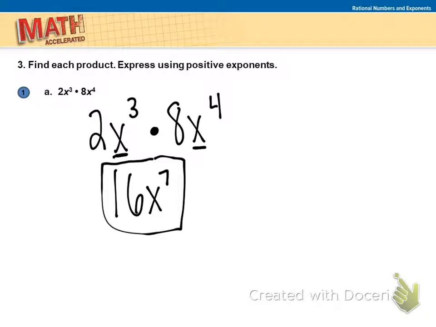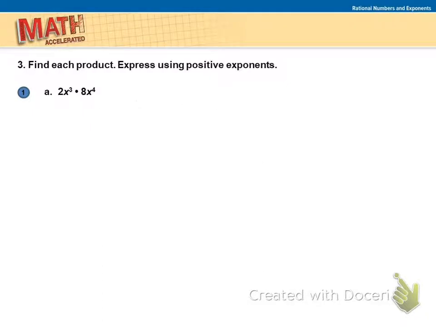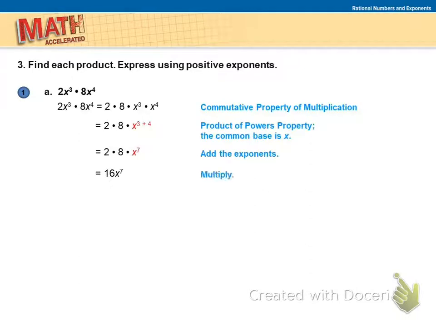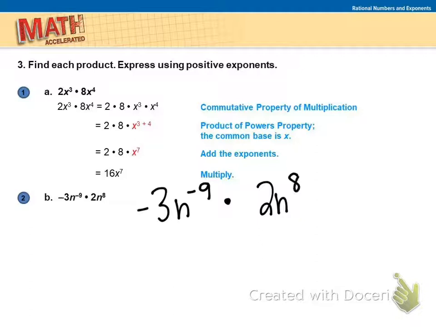All right. Now let's talk about something with number 2 because it can be a little tricky. Number 2, we have negative 3n to the negative 9th power multiplied by 2n to the 8th power. All right. So we multiply our numbers, we get what? Negative 6, right? Then we have what base right here? N, right? So we do what to their exponent since we have the same base and we're multiplying? Add their exponents and we get what? Negative 1.